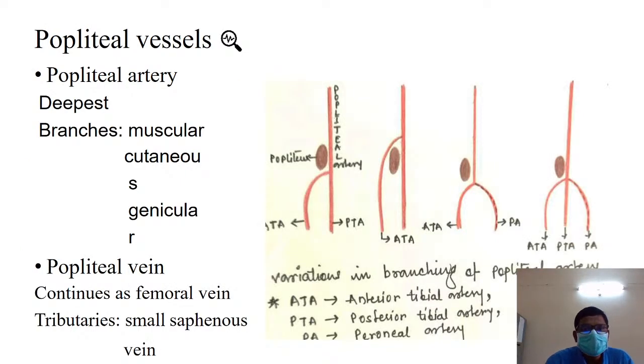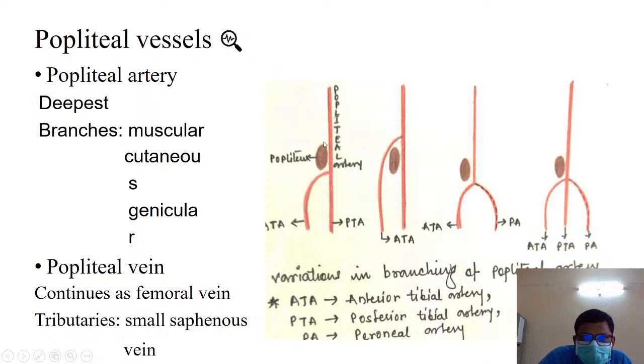Now coming to the popliteal vessels. This is an important point which you have to remember regarding the embryology or the development. The popliteal artery is the deepest in the middle of the popliteal fossa, and it has muscular branches, cutaneous branches and genicular branches. It is accompanied by the popliteal vein, which continues as the femoral vein, and which has tributaries such as the small saphenous vein. But the important thing about this popliteal artery is how this artery divides.